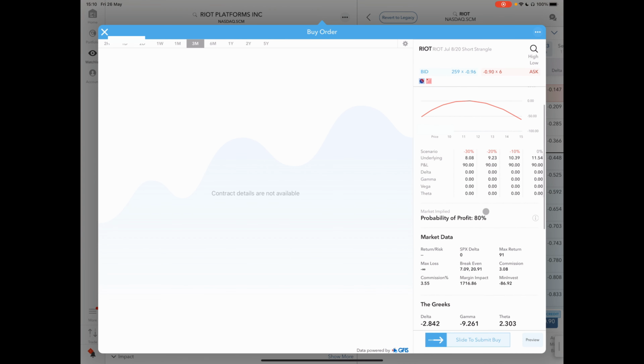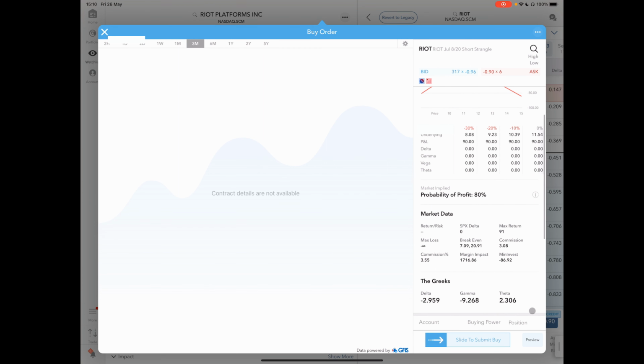But the bit I'm looking at here is the probability of profit. And what this is saying is that at the date of expiration, there's an 80% chance that Riot is going to stay between 8 and 20 before the date of expiration. So I like to look for high probability trades, and that's what we're looking at here.